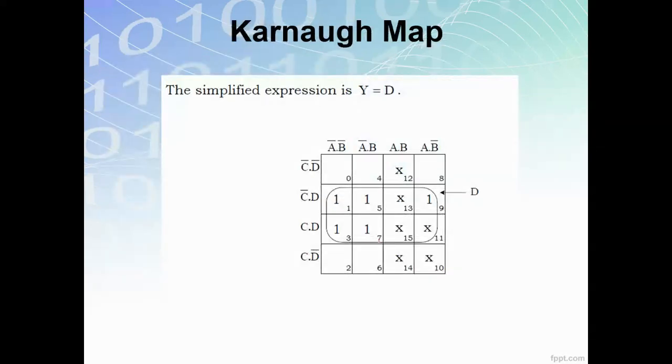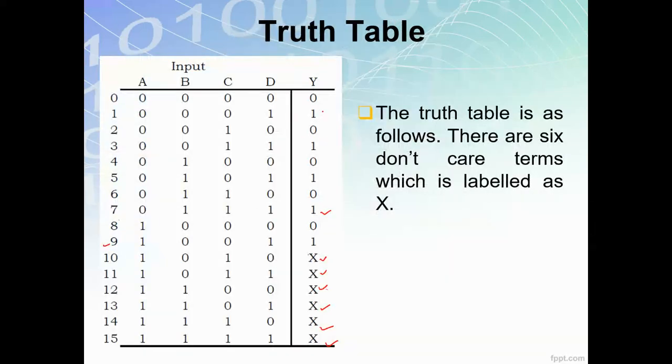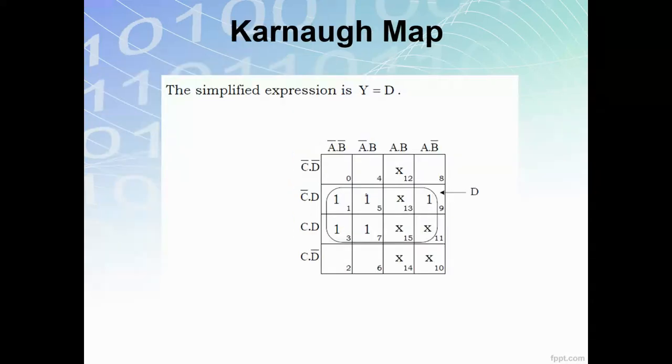So when we map into a Karnaugh map, you transfer only the logic 1 into the Karnaugh map, which is 1, 3, 5, 7 and 9. How about 10? 10 kita letak X, 11 letak X, 12 letak X, 13 letak X, 14 letak X, 15 letak X. So how do we want to simplify this expression?